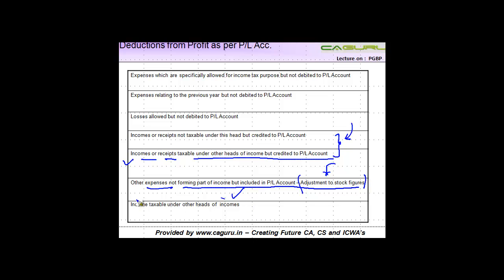Okay, and income taxable under the other heads. I'm sorry, this is a repetition, so we can just ignore this. This is actually covered over here. With that, we come to the end of the slides. Let's look at the next one.